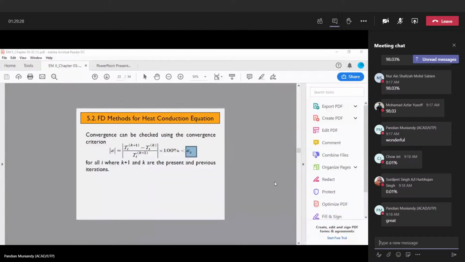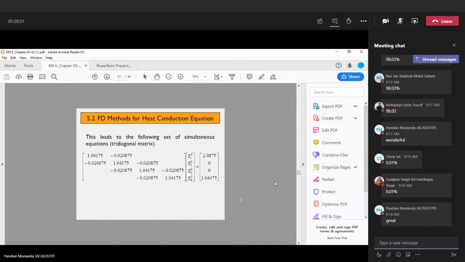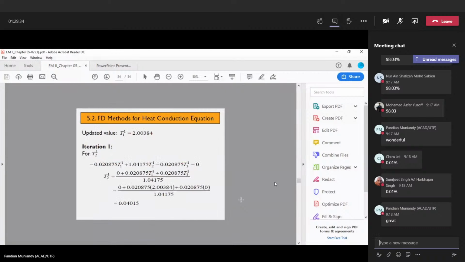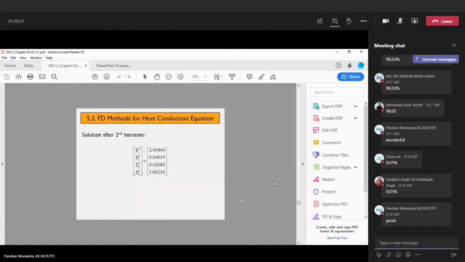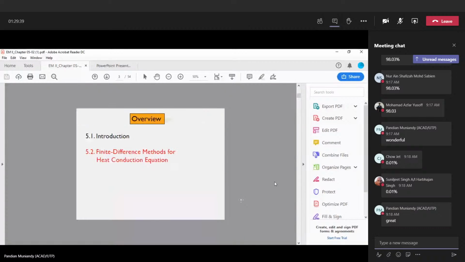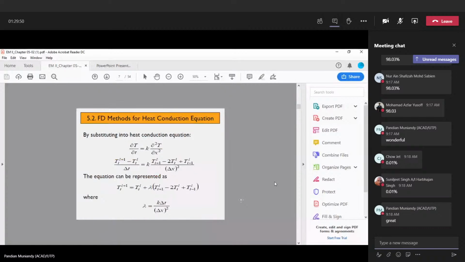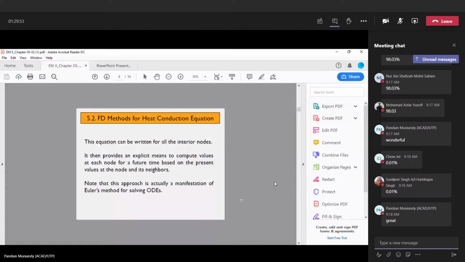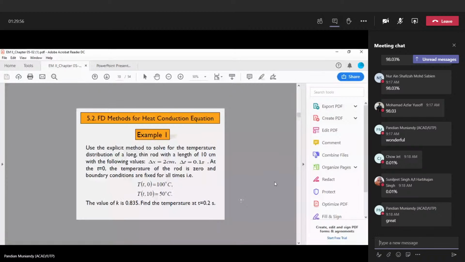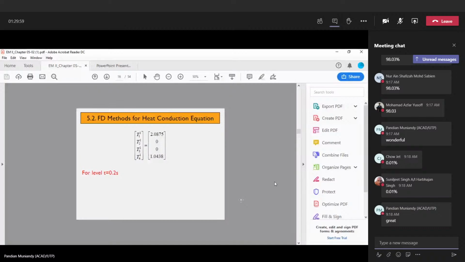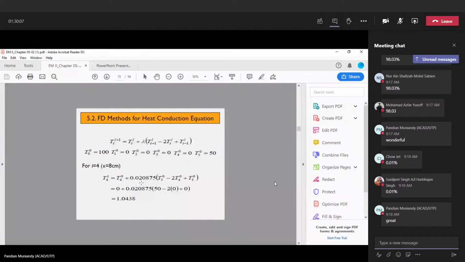Okay, now any question, class? Going back to the slides, any question from all this for 5.2, the finite difference method: explicit, simple implicit, and Crank-Nicholson. If you go back to the explicit method, we calculated T at 0.1. This is the answer. And T at 0.2 we already calculated. So you can find the error if you want.